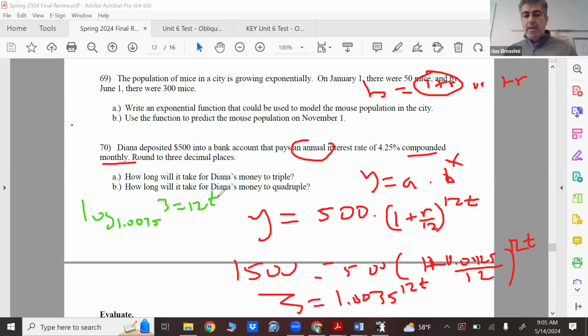And then repeat it for B, but you want to quadruple the money, so you want $2,000. So I put 4 instead of 3. So that's all. Okay. So hopefully that is a nice little review.